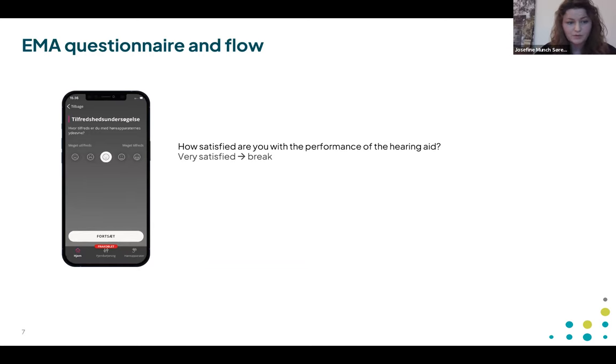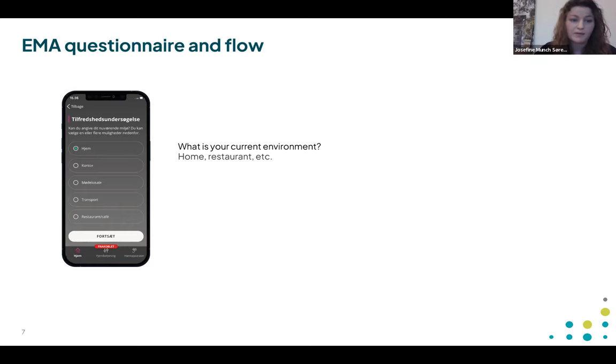Otherwise, they would continue to elaborate on their environment, which could be that they are at home or at a restaurant, for example, and their current movement, like whether they are stationary or running in transportation and so on, and what their intention in the situation is. So are they trying to follow a conversation, or are they trying to focus or watch TV or whatever?